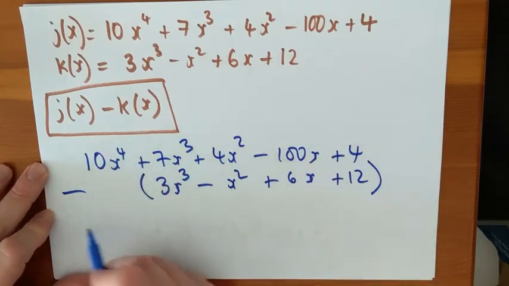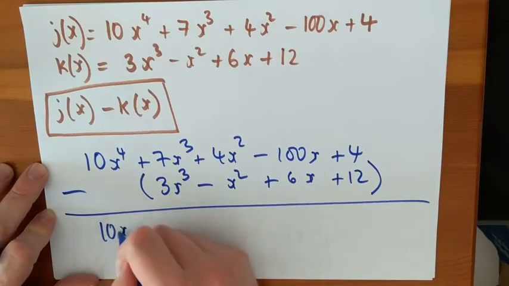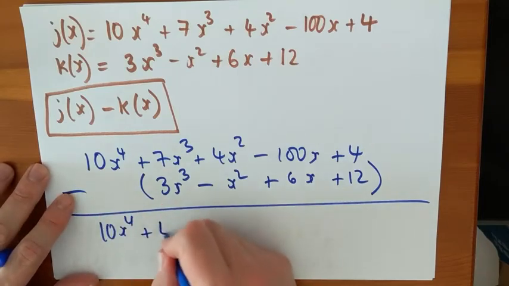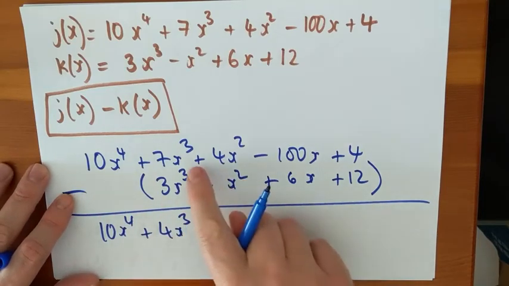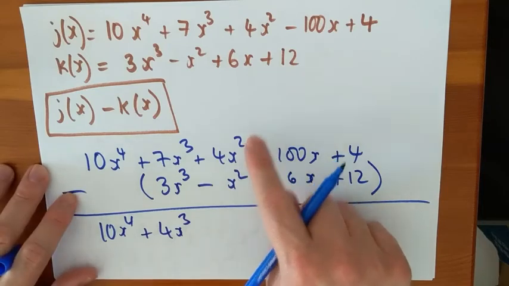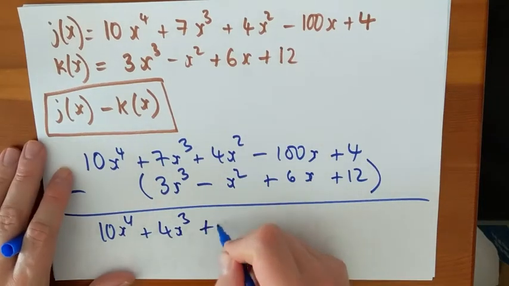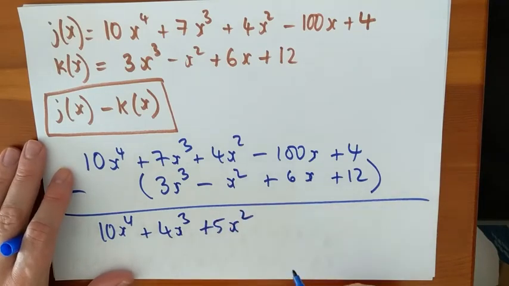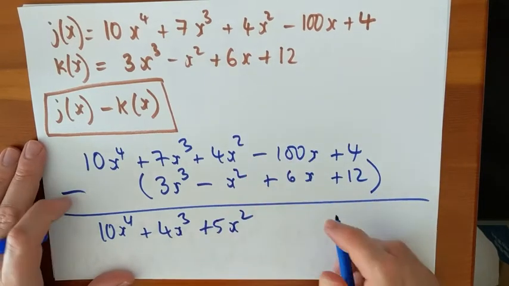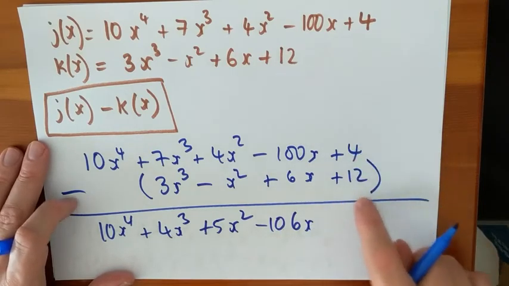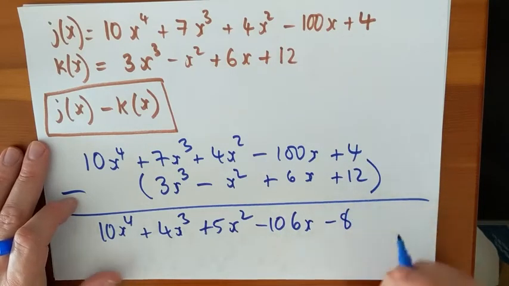So 10x to the power of 4 take away nothing, it's just 10x to the power of 4. 7x cubed take away 3x cubed, that gives me 4x cubed. Here I've got 4x squared minus x squared, which is the same as adding an extra x squared. So I've got plus 5x squared. Minus 100 take away plus 6 gives me a minus 106x. And then 4 subtract 12 gives me minus 8.